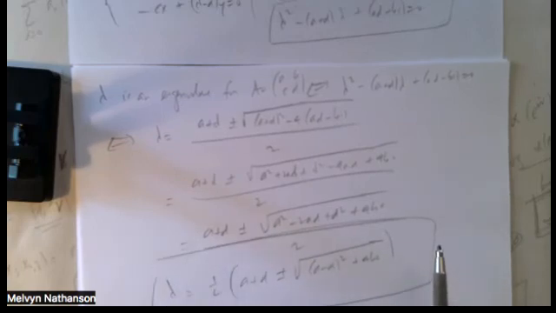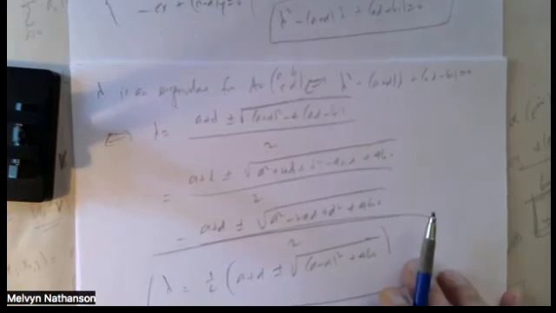So given a matrix A, B, C, D, there are only two possible eigenvalues. Over the reals, there are two eigenvalues if this quantity is positive, one eigenvalue if this quantity is 0, and no eigenvalue if this quantity is negative. Over the complex numbers, there's one eigenvalue if this is 0, and two eigenvalues if this is not 0.